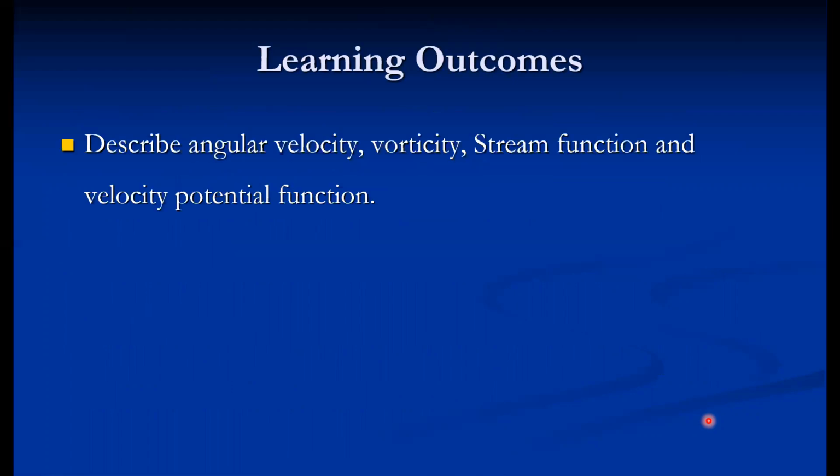So that's it from this particular lecture. At the end of this session, you should be able to describe these various terms: angular velocity, its expression, then vorticity, stream function, and velocity potential function. Especially stream function and velocity potential function have certain characteristics exactly opposite to each other. So you have to memorize these characteristics and the expressions for solving numericals.